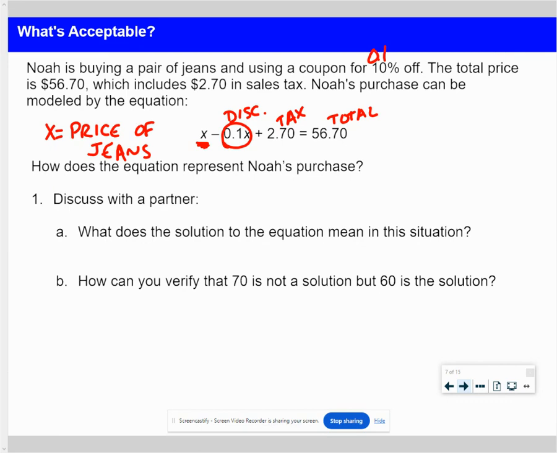Part A says, for this question, what does the solution to the equation mean in this situation? So actually, remember, if I would solve this, I would be getting the X all by itself. I would isolate the variable. X is the price of the jeans. So the solution to this equation would tell me the price of the jeans for this.